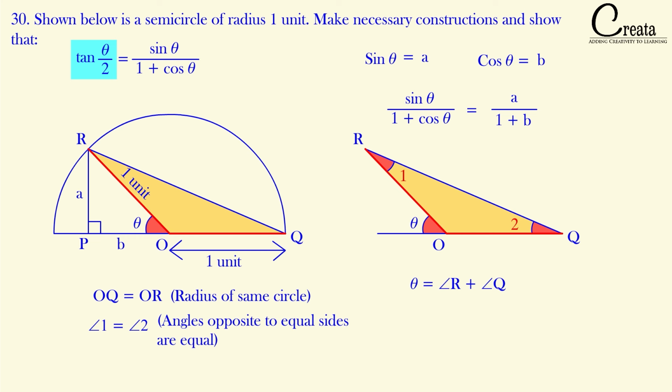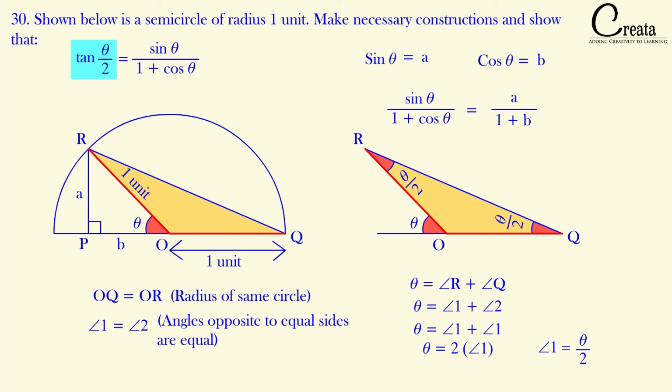And just now we have proved angle theta is equal to angle 1 plus angle 2. Let's replace angle 2 with angle 1. Angle theta is equal to twice of angle 1. So we got angle 1 is equal to theta by 2. Angle 1 we got as theta by 2, and angle 1 and angle 2 both are equal to each other. So both will be equal to theta by 2. Interesting, we got our angle theta by 2 that we are looking for.